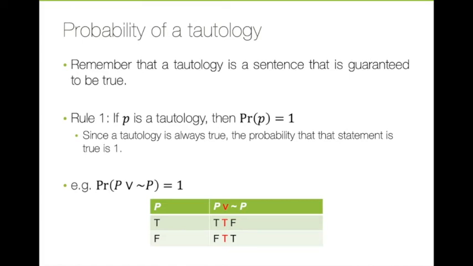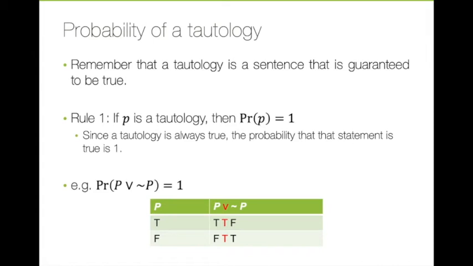So if P is a tautology, then Pr of P equals 1. What that probability number tells us is that it is certain that that sentence is true. And that's what we should expect, given that the sentence is a tautology. It should be certain that it's going to be true.